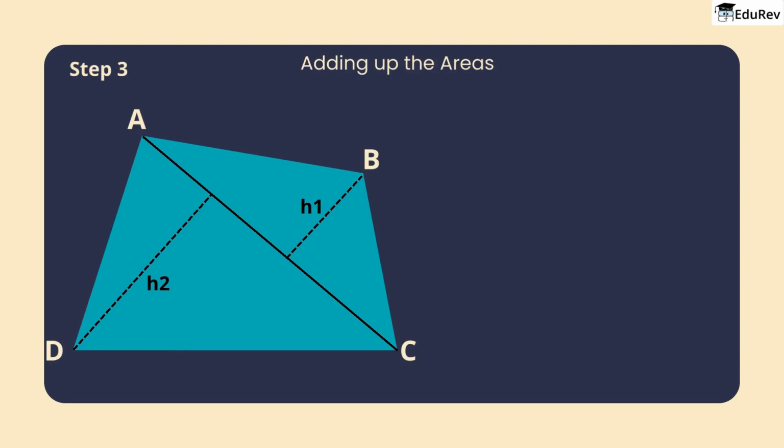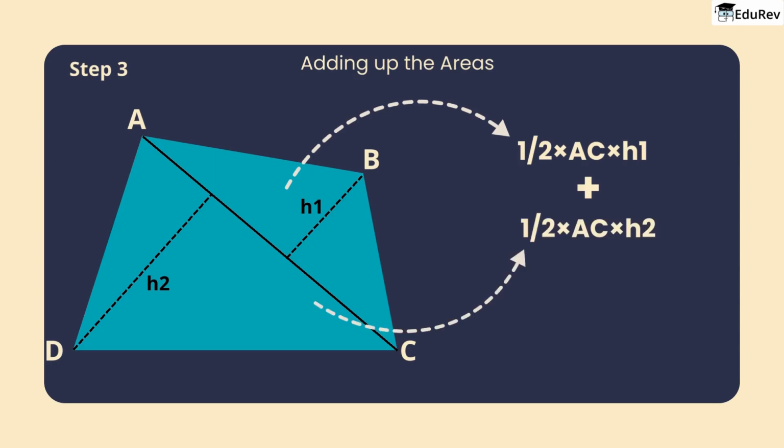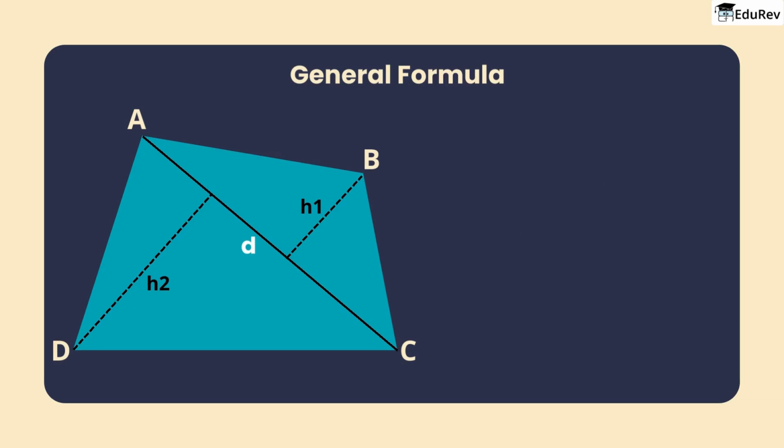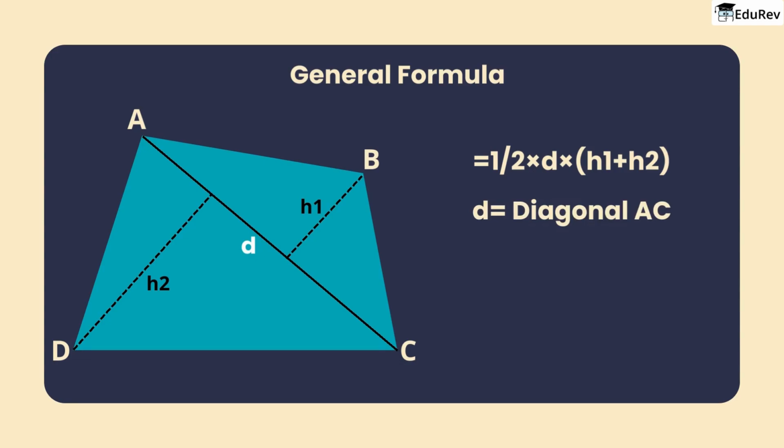Step 3. Adding up the areas. To uncover the total area of our quadrilateral, we simply add the areas of our two triangles. That's half times AC times H1 for the first triangle plus half times AC times H2 for the second. Adding them up gives us half times AC times (H1 plus H2). Finally, we have got the area formula, so the area of our quadrilateral ABCD is half times D times (H1 plus H2), where D is the length of our diagonal AC, and H1 and H2 are the heights to this diagonal from the opposite vertices.